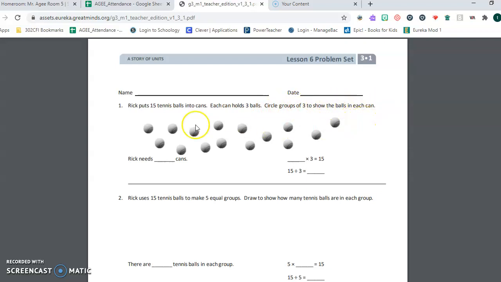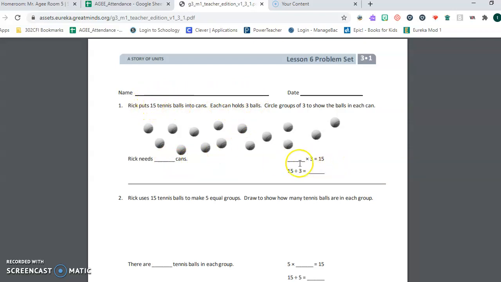Okay, so let's look down at what they're asking us. We got all these loose balls in kind of a random order, and Rick needs blank cans. So the cans seem like a natural grouping because it holds items. So I'd say the cans would represent the groups, and then the size of each group would be, in this sentence here, each can holds 3 balls. So the number of cans would be the number of groups, and the size of the group would be 3 balls, and the total would be 15.